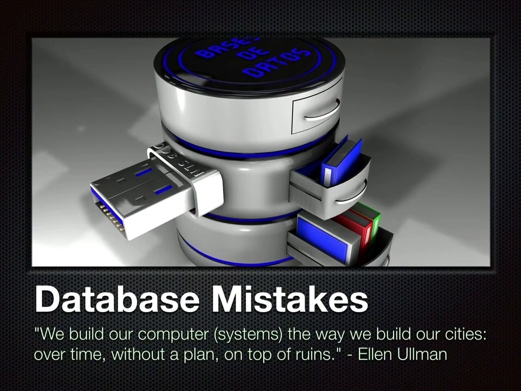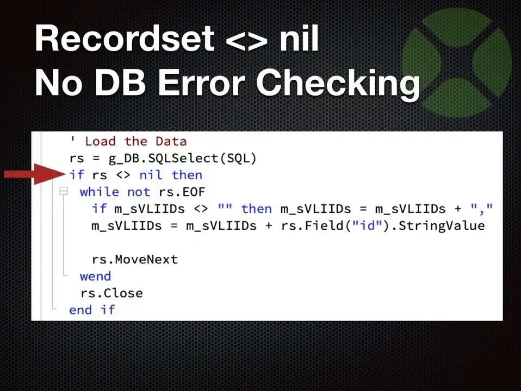So now we'll get into database mistakes, and frankly, these are the bigger ones in my opinion. Record set is nil. How many times have we seen developers do a SQL select, and then they go, well, if the record set's other than nil, then we'll take care of it. Well, what does a nil record set mean? It means there was an error. It means something went wrong with your SQL statement. It won't be that your database is nil, because it already made it past that line. So something went wrong.